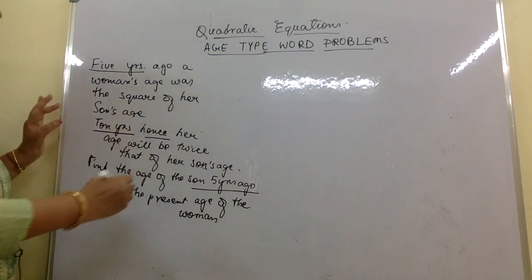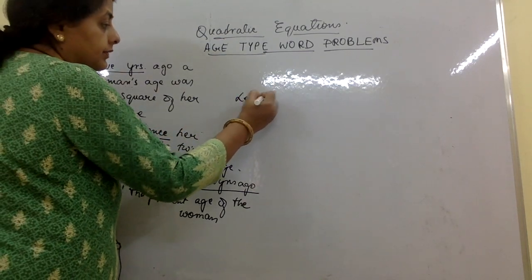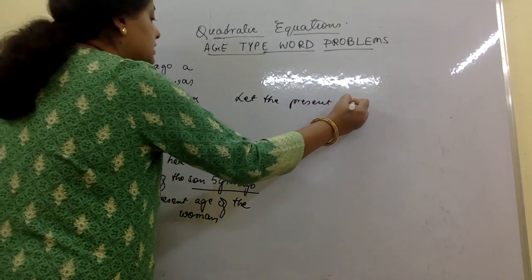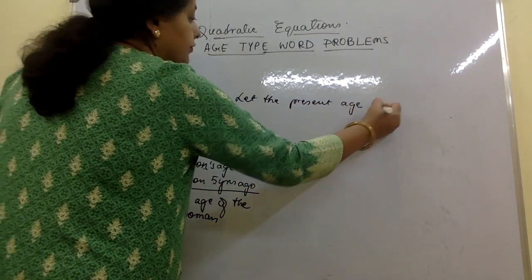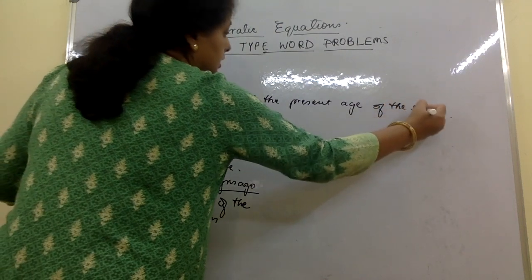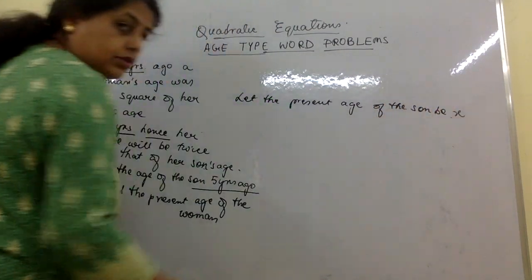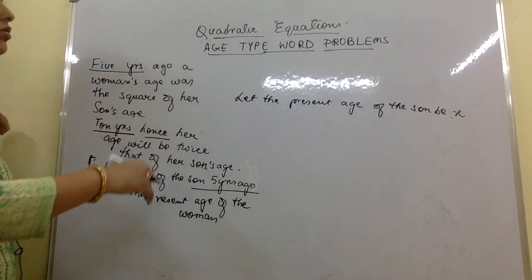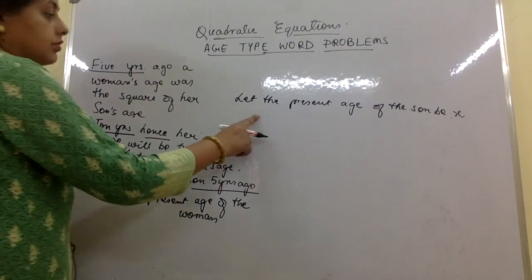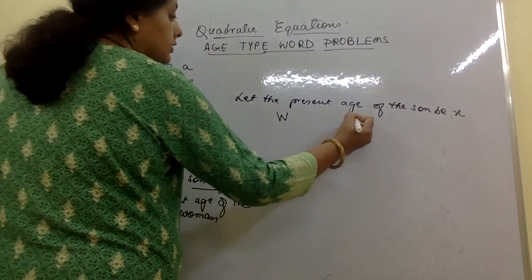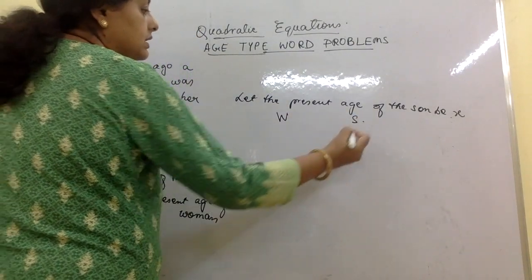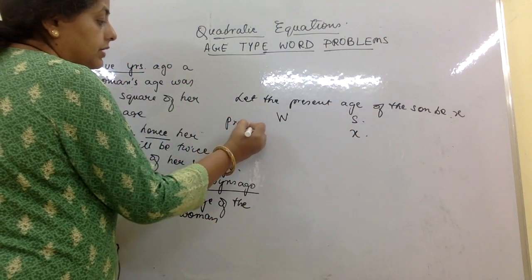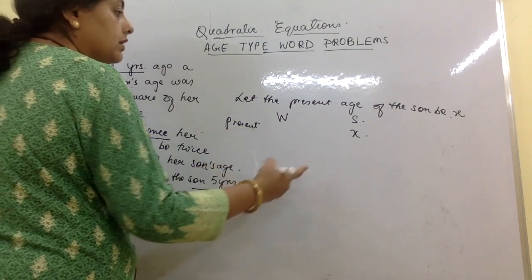So we will start the sum like this. As I told, always take the present age of the son as x. So present age of son is x. Now we'll stick to this condition. 5 years ago, how much was the woman? So here is the woman, here is the son's age. Son's present age is x. Okay, that is present. Let me write it here. If you understand it like this, it will be easier.